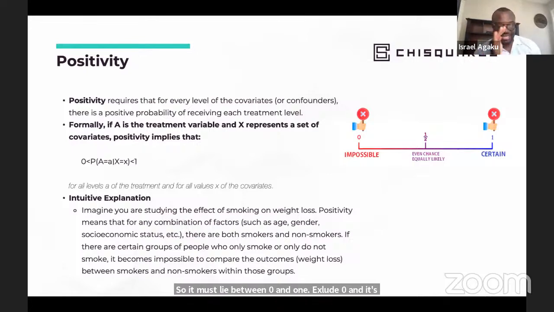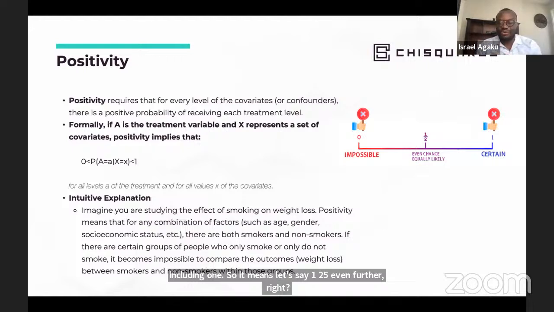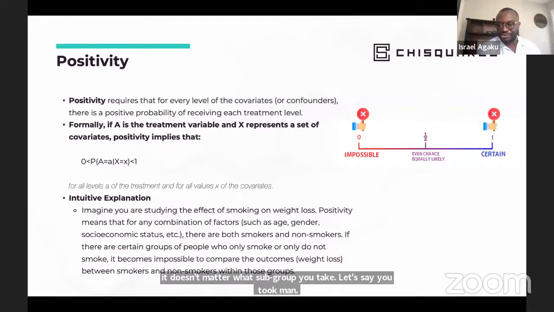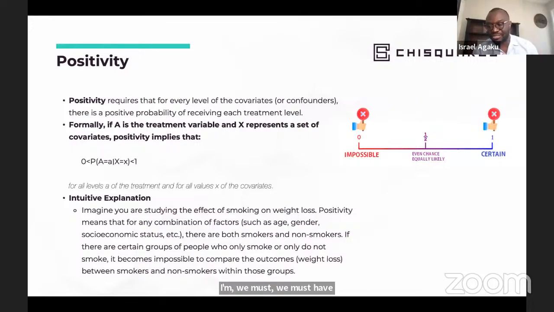Let's simplify it even further. It means if you take any subgroup, that subgroup must have a mixture of both the exposed and non-exposed. So it doesn't matter what subgroup you take. Let's say you took men. Among men, we must have both people who are exposed and people who are not exposed. If you only have exposed people among men, that means the assumption of positivity is violated.